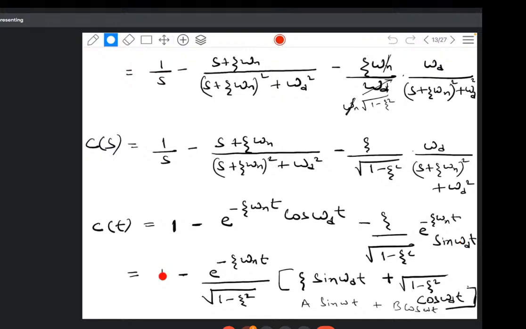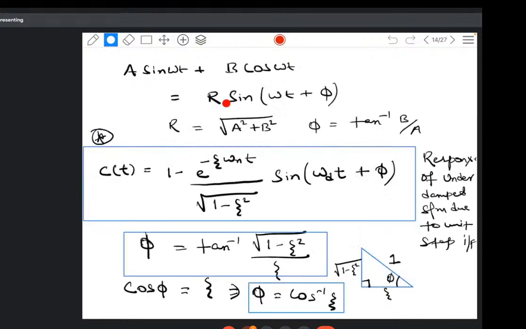And this will become 1 minus e to the power minus zeta omega n t by under root 1 minus zeta square, times zeta sin omega d t plus under root 1 minus zeta square cos omega d t. So this is of the form a sin omega t plus b cos omega t. I know that this is written as R sin(omega t plus phi). So c(t) will finally be written as 1 minus e to the minus zeta omega n t by under root 1 minus zeta square sin(omega d t plus phi).